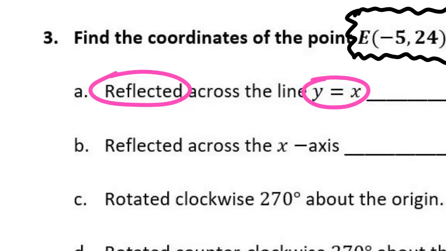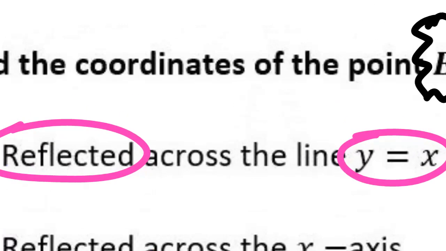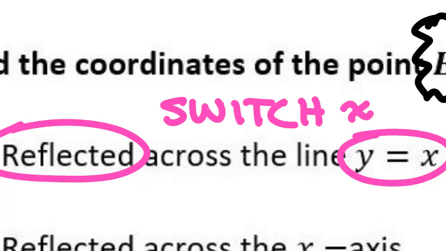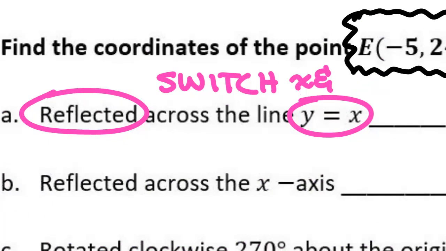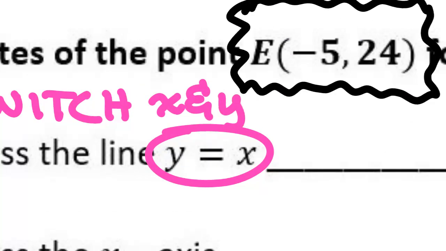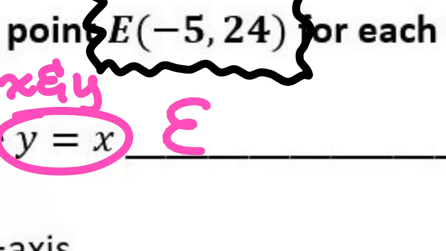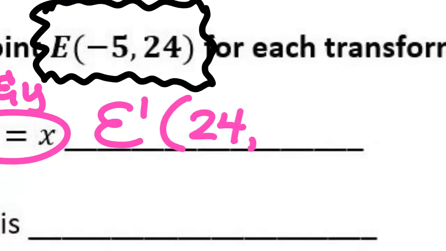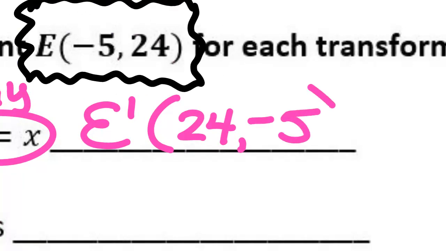Because normally in an ordered pair, which one comes first? X comes first and then y. When I look at this equation, which one comes first? Y. So I'm going to remember to switch them when I see y equals x. We don't do anything else to this except switch those 2 numbers around. So the first number I would see is what? 24. And the second number? -5.